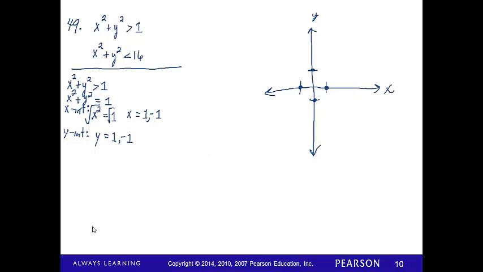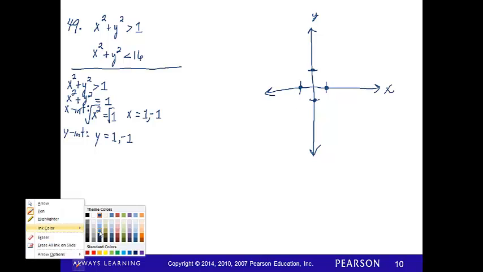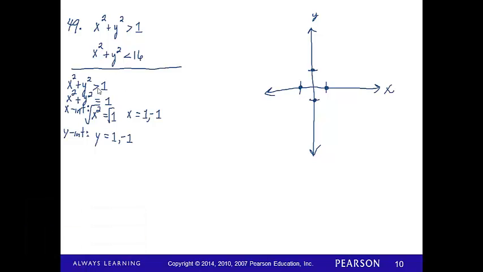Now the question is, is it a solid line or is it a dashed line? Because we have a greater than inequality with no equality underneath it, we're going to use a dashed line. And then we need to pick a test point. So let your test point be 0, 0.